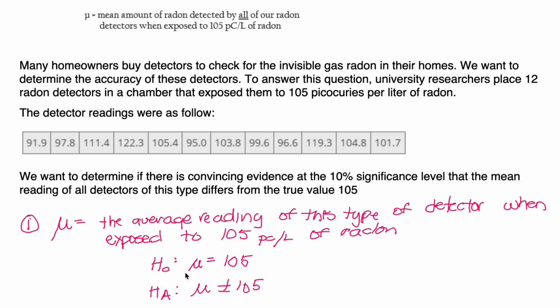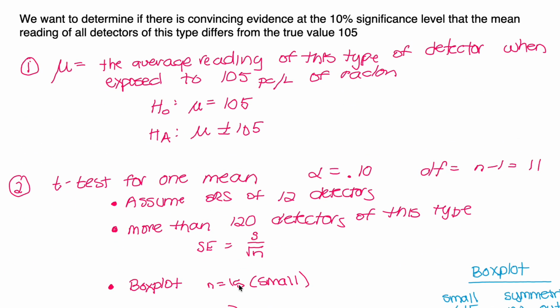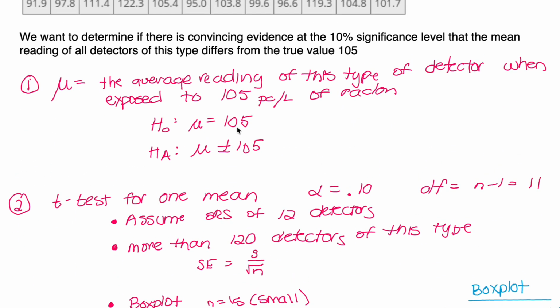Our H0 is going to be mu equal to 105, because in the question, the researchers want to know if the readings of the radon differ from the true value 105, which means our null hypothesis should be mu equal to 105. And because this says differs from, it's a hint for us to use a two-sided test, which means mu not equal to 105 is going to be our alternative hypothesis. Okay, and that's all for part 1.